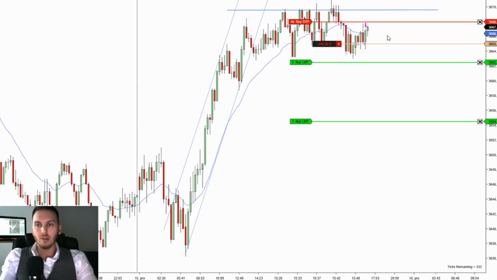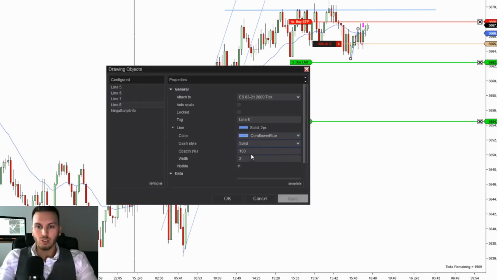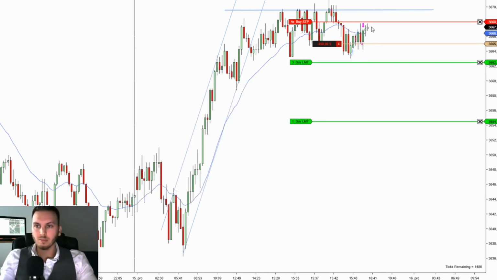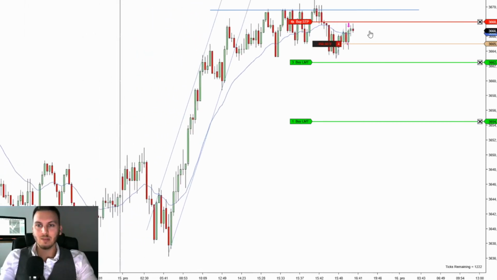But it looks like I got trapped here. Let's see. That would not be a good start today. Makes me wonder if there might be a trend line something like this, but I think the trend line is more like this. This is more of a shorter term one. Or a one tick getting stopped out here. Come on.